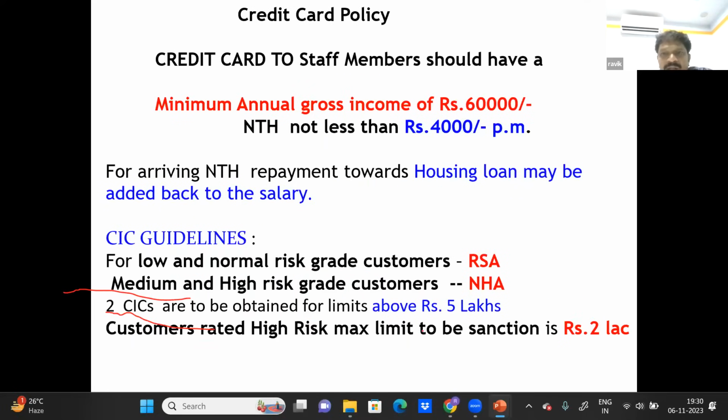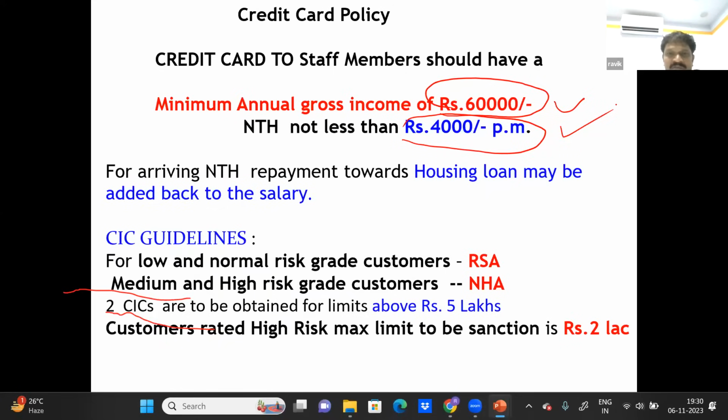Now, credit cards to staff members. If staff want to take a credit card, what is the rule? Minimum annual gross income should be 60,000 and your NTH should be 4,000 per month. Remember these two important things. This is for you yourself only. Only then can a credit card be issued to staff.